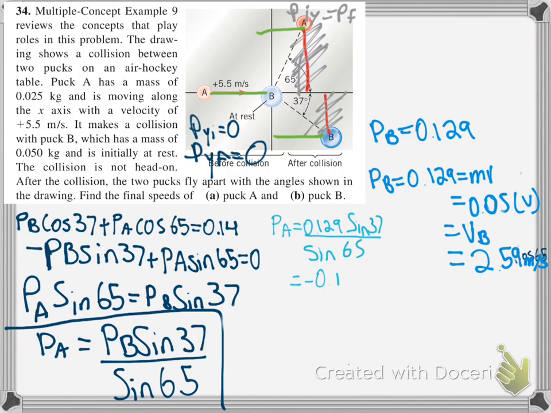With that equation, when you solve, you're going to get negative 0.1. You can put that momentum of puck A equal to the mass times velocity, of course, and you'll solve for velocity and get that it's equal to negative 4.016 meters per second.